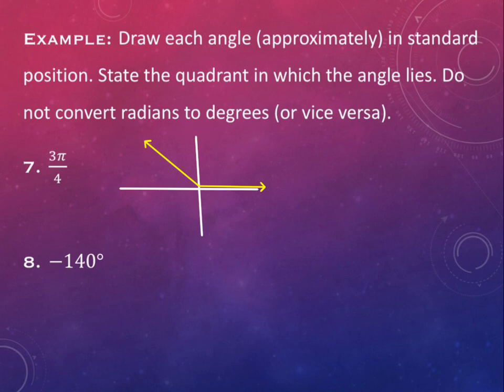So this is approximately the graph that I'm looking for. So from here to here is approximately 3 pi over 4. And where does my terminal side end? What's the name of that quadrant over there? Quadrant 2. Okay, negative. We've got a negative angle happening on the next one.